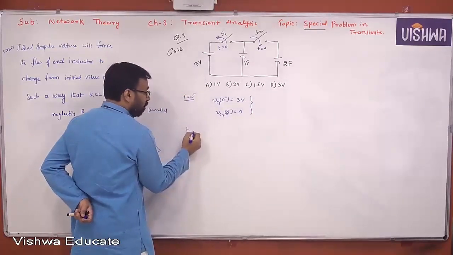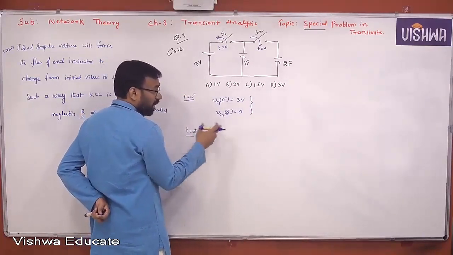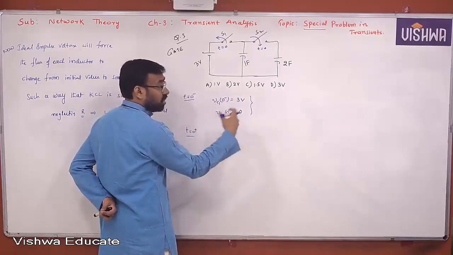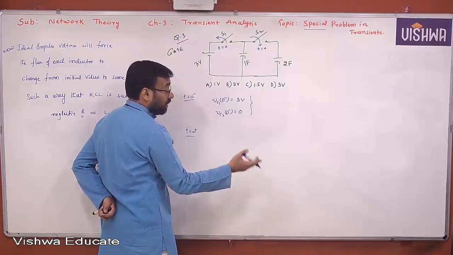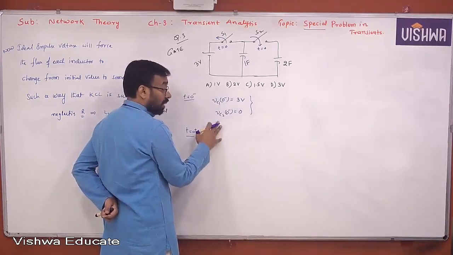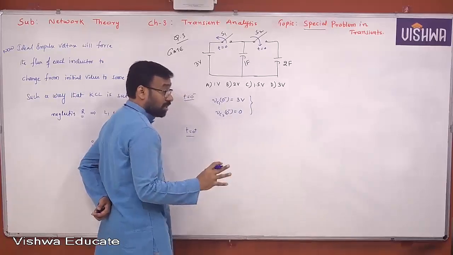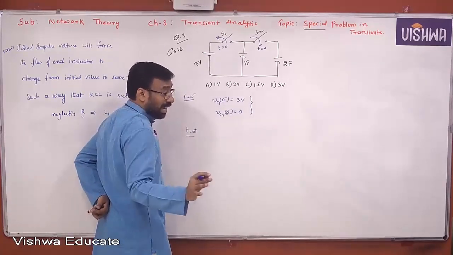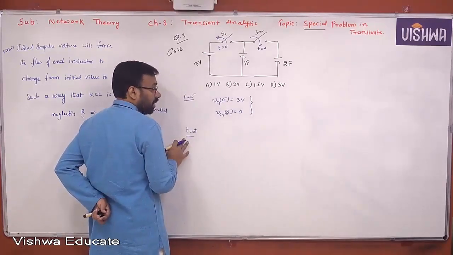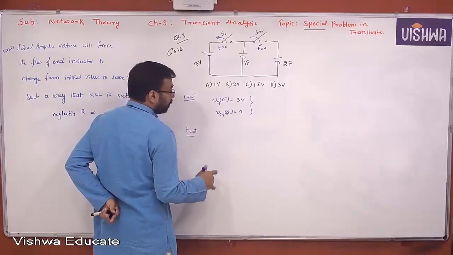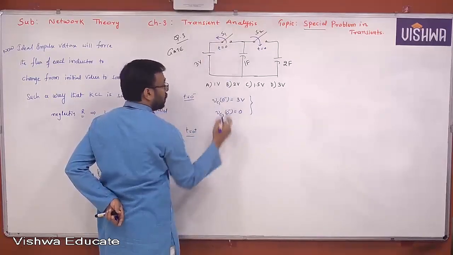At t equal to 0 plus, don't come to a conclusion immediately that Vc1 of 0 plus is equal to Vc1 of 0 minus, and Vc2 of 0 plus is equal to Vc2 of 0 minus. No, don't come to such a conclusion. I told you clearly, you construct the t equal to 0 plus equivalent, then only you come to a conclusion. Now, what's happening? Switch is open. Yes or no, all of you?